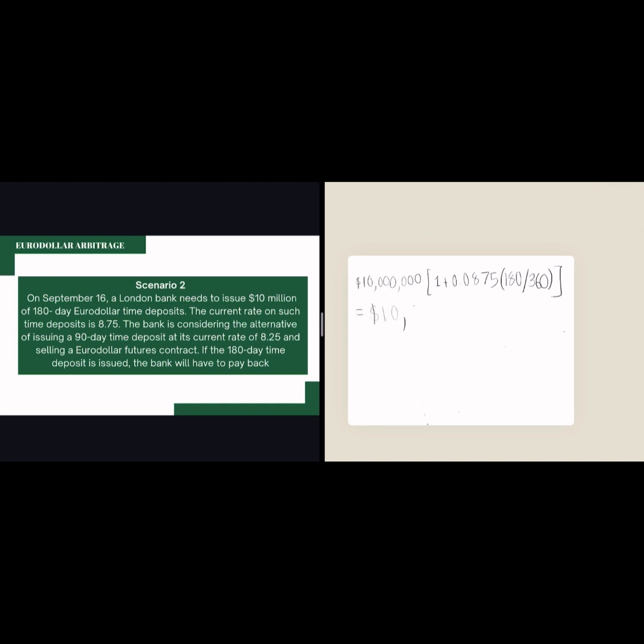To compute that, what the bank will pay is the $10 million times 1 plus our rate, which is 0.0875, and we have 180 days, divided by 360. So if we compute that, we will get $10,437,500. So this is what the bank will pay back.